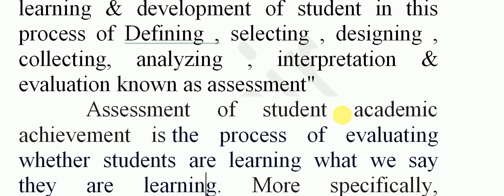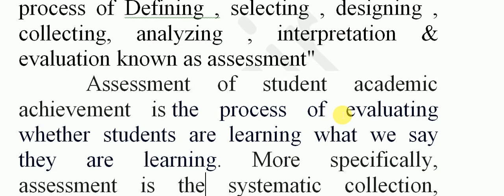Assessment of student. Academic achievement is the process of evaluating whether the students are learning what we say they are learning, at the end of any unit, at the end of the year, at the end of 3, 6, 9 and 12 months. One can evaluate the student by the assessment, and we must remember which type of academic achievement the student can learn, and it is most useful by the assessment, by the evaluation.